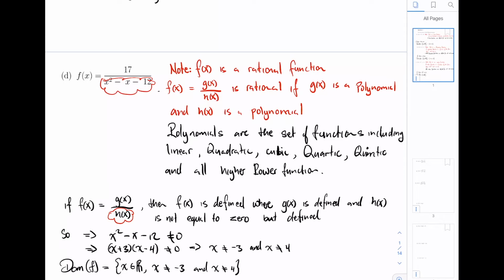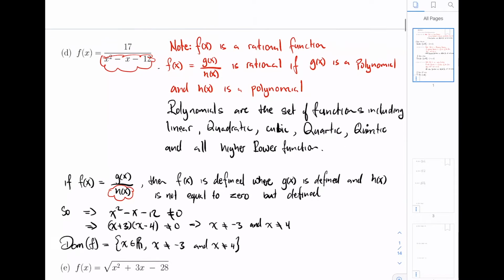Okay, so the important thing to note here is that once we have a rational function, right, we must always make sure our denominator is not equal to 0 and we are defined everywhere else. Okay, moving right along to our next question.